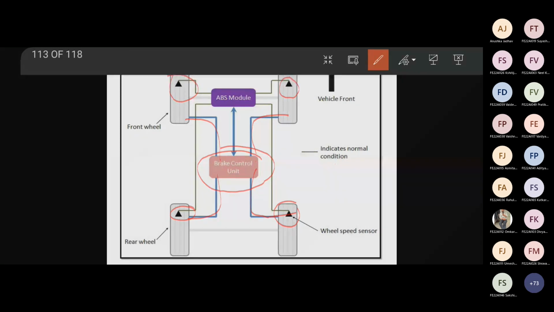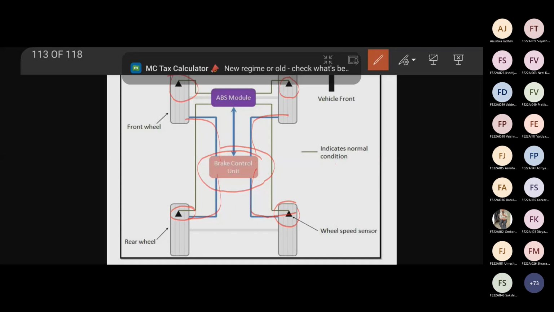Now when your wheels get locked again, the sensor will sense it and send a signal to the ABS module, again pressure will be released, again the wheels will start rotating, again brakes will be applied. This application of brake, release of pressure, application of brake happens 100 times within a second. That happens within a millisecond, right?